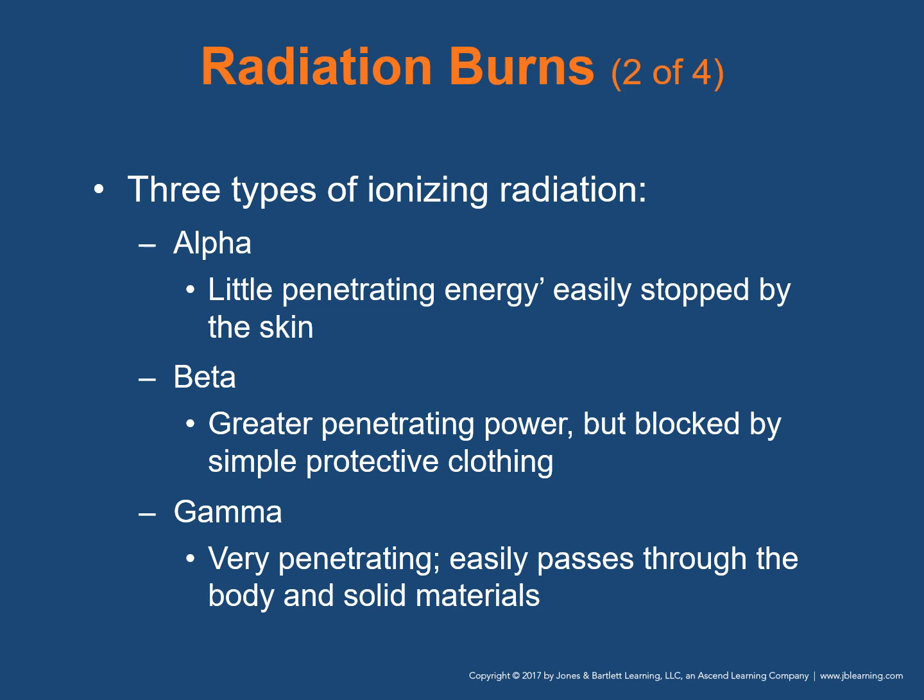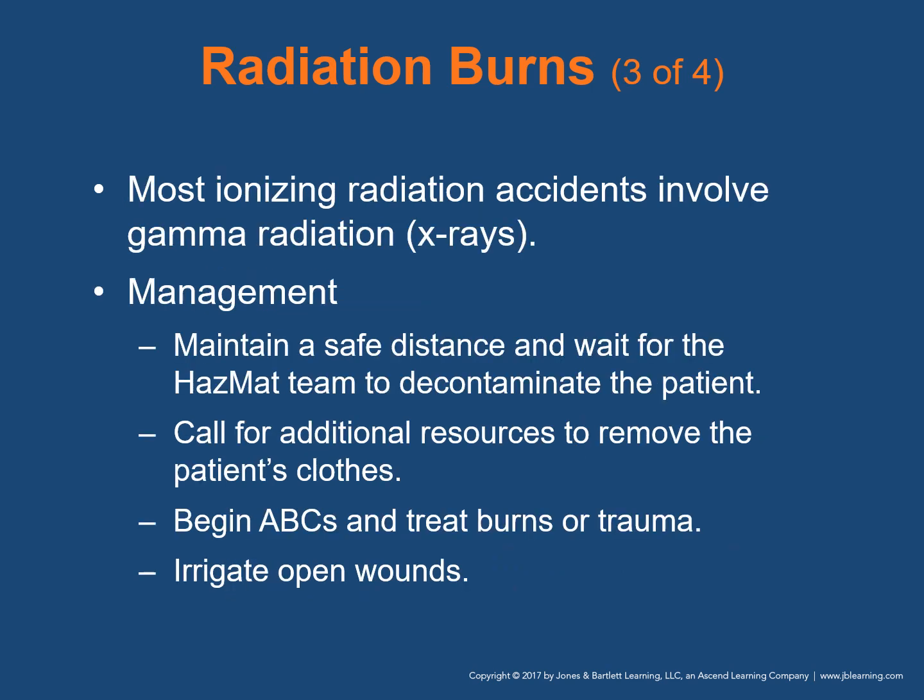The threat from gamma radiation is directly proportional to its wavelength, and this type of radiation is very penetrating and easily passes through the body and solid materials and completely disrupts DNA. And the longer you're exposed to it, the more complete that disruption is. Most ionizing radiation accidents involve gamma radiation or X-rays.